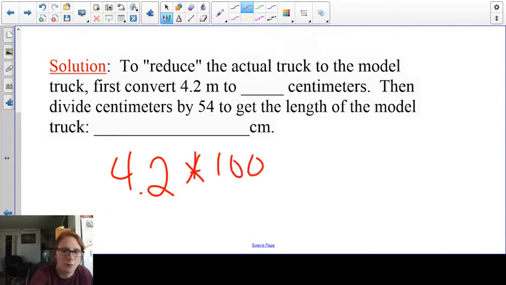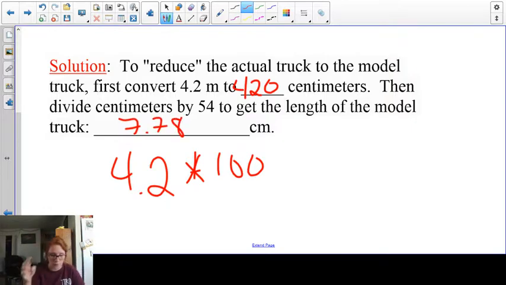And that gives me 420 centimeters. Then I'm going to take that 420 and divide it by 54, which is my scale factor. And that gives me 7.78 centimeters.